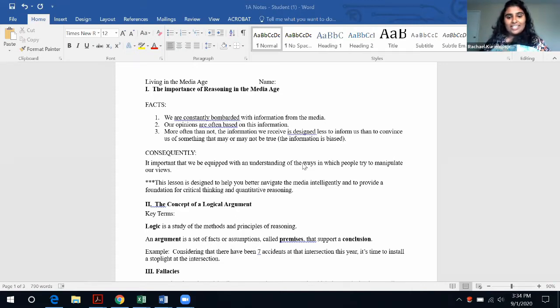More often than not, the information we receive is designed less to inform us than to convince us of something that may or may not be true. So basically the information is biased. So if you listen to any news or elections that come up, maybe companies fighting against each other, they're always trying to put more information out.